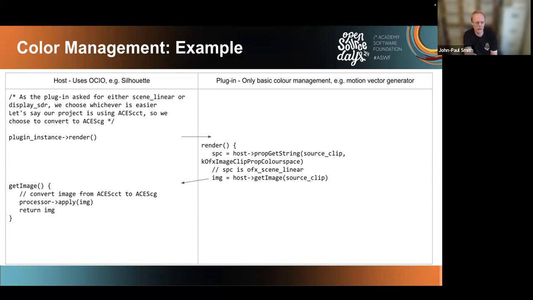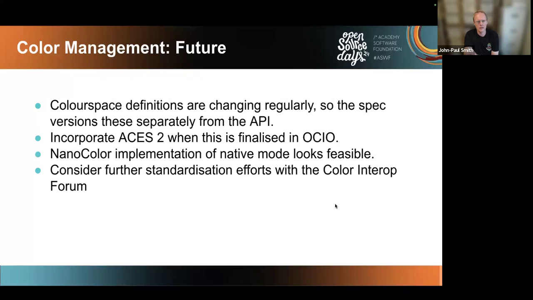And then when the plugin asks the host to generate an image for a particular input clip at a particular point in time, then the host can call OpenColor.io to process the input image from ACEScct to ACEScg and pass it to the plugin. So then the plugin can proceed to render its effect, and when the host gets the output images, they will be in the color space that was negotiated at the beginning, so that OFX raw. Right, next slide, please. So that's the kind of overview of how things work.